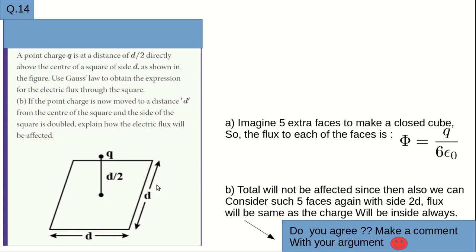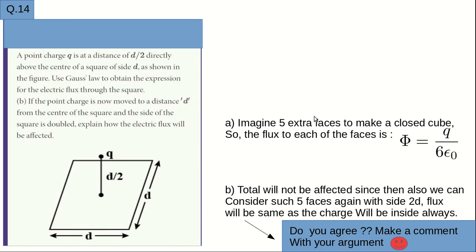Now let's have a look at this example. If you have a point charge Q at a distance d by 2 directly above the center of a square of side d, so if you have side d, and a charge at a distance d by 2 from this plane, we need to find the flux through this surface.